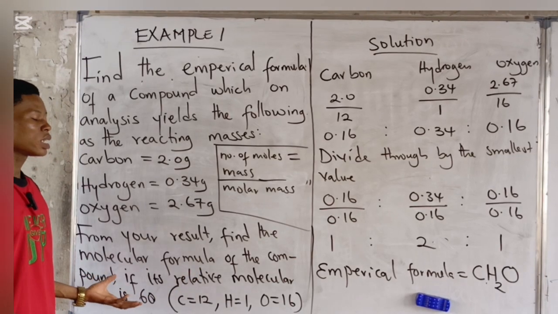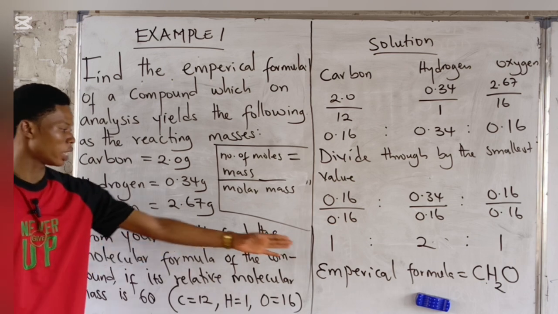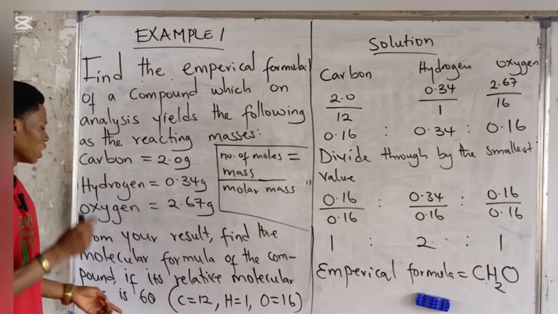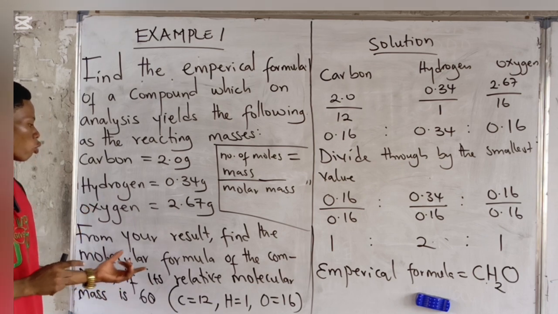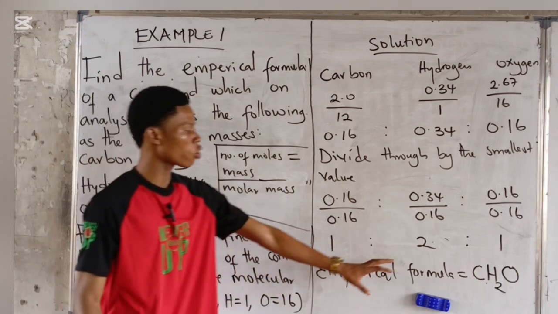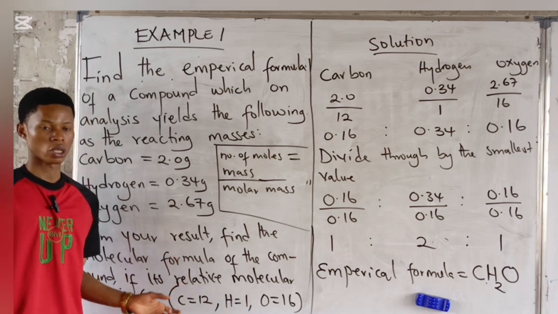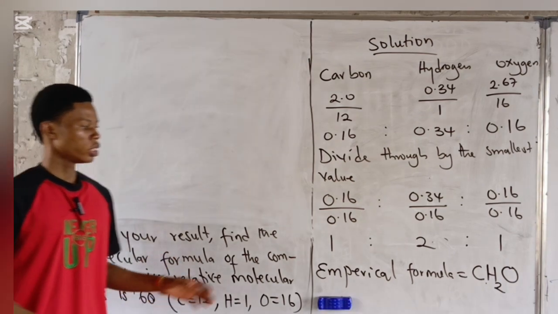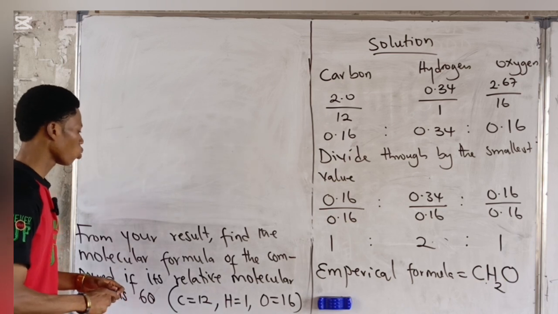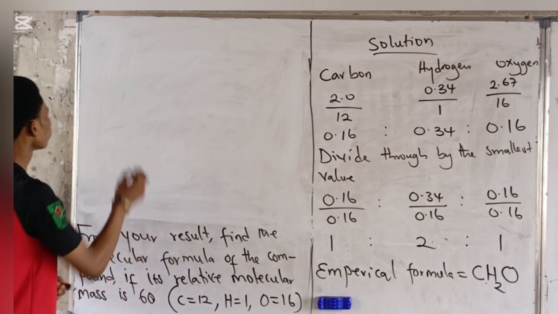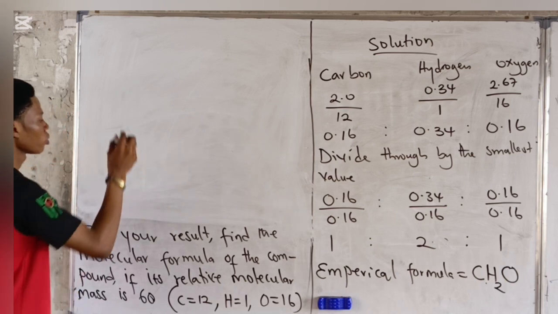So we've gotten the empirical formula. Now the next thing we have to do is to get the molecular formula of the compound. So from the empirical formula we are going to get the molecular formula. All right, so that's the next thing we have to do. So the next part, to find the molecular formula, all you have to do is this, just 2 steps.